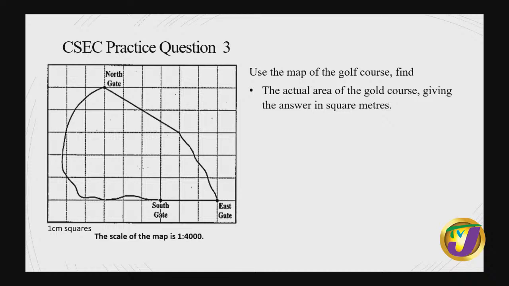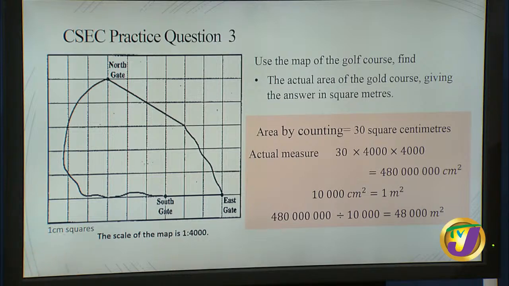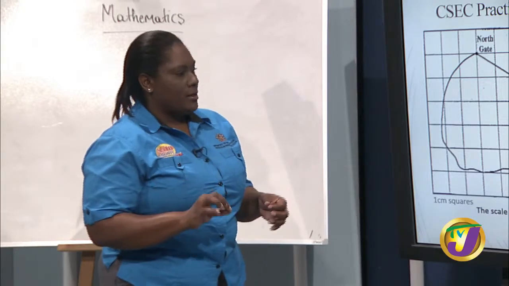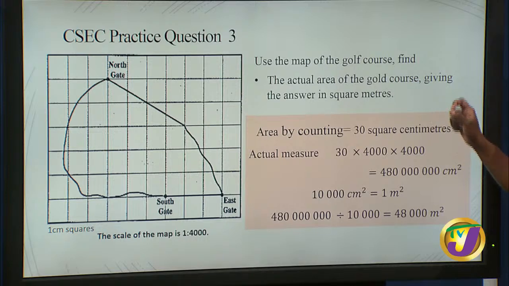When we counted the squares, we got 30 small square centimeters right there. We need to know the actual measure on the ground. So to summarize, the area of this golf course is estimated to be 30 square centimeters, as is represented on the map, using the scale 1 to 4,000. Now we need to find the actual area on land in square meters. So, go ahead, Denise. We use the area that we got by counting. Of course, we would have multiplied the area by the scale that is there, that is 4,000 square centimeters.